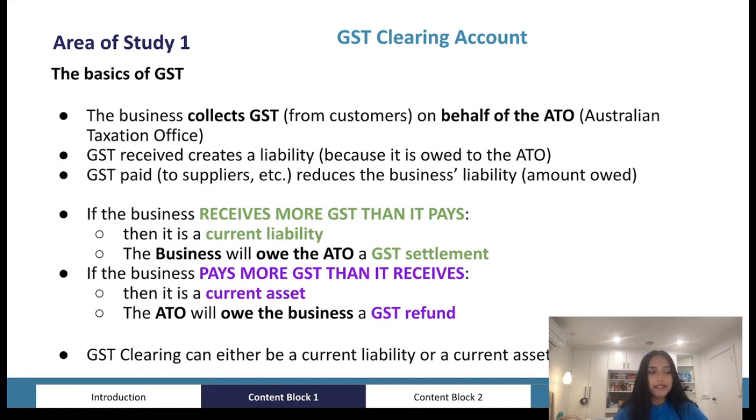However, if the business pays an amount of GST that is larger than the amount of GST that the business receives, then GST is a current asset because the business will receive cash from the ATO. Basically, what this means is the ATO, or the Australian Taxation Office, owes the business a GST refund. So therefore, GST clearing can either be a current liability or a current asset, and it depends on how much the business pays versus how much it receives.